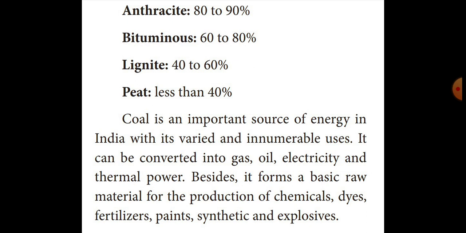Coal is also one of the basic raw materials. Some chemicals are also produced through coal: dyes, fertilizers, paints, synthetics, explosives. Mostly coal is used to be converted into gas, oil, electricity and thermal power, and also it is used as a raw material for producing so many things, for example, chemicals, dyes, fertilizers, paints, synthetics and explosives.